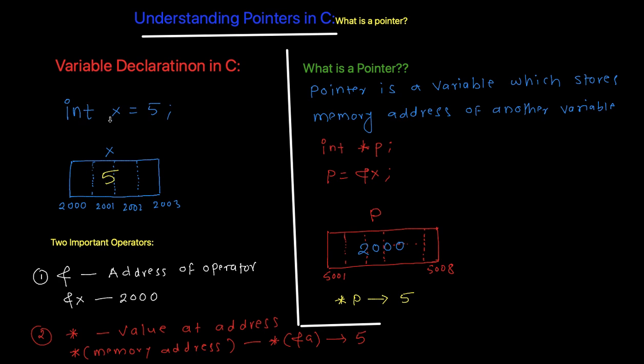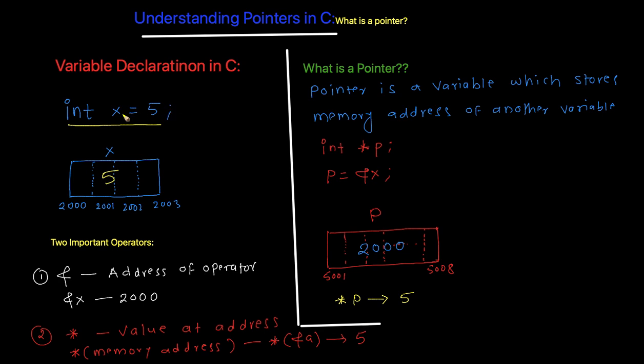Let's say we want to declare an integer variable x to store a value 5. So this is how we declare it. x is an integer variable and we are assigning value 5 to that variable. So this declaration tells three things to the compiler.